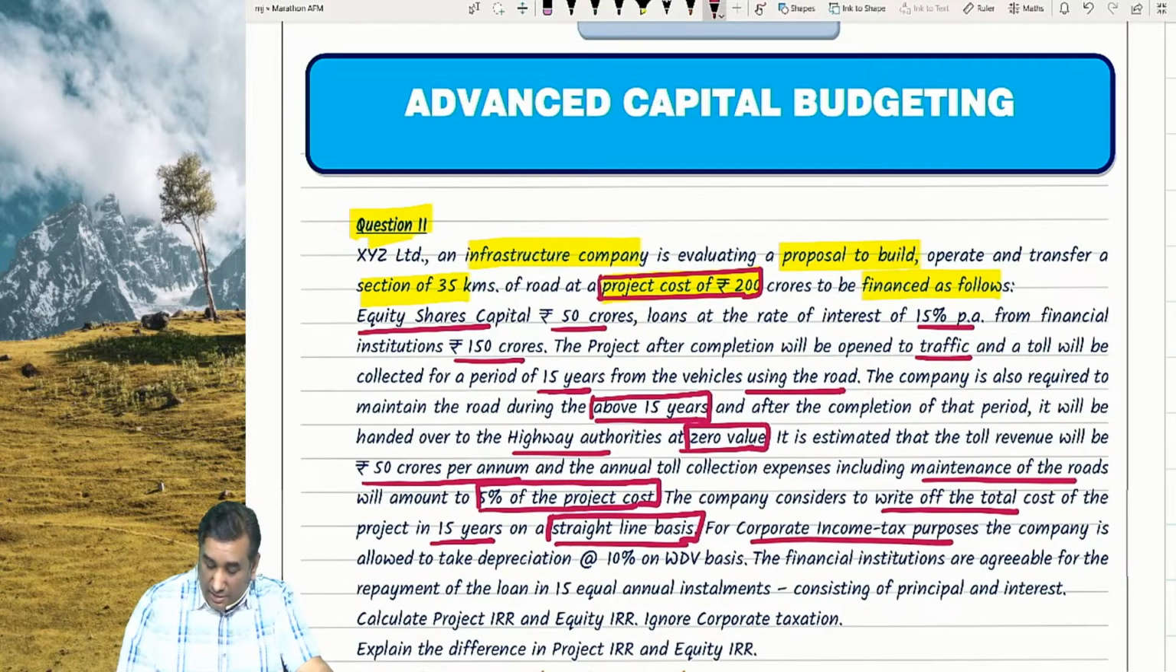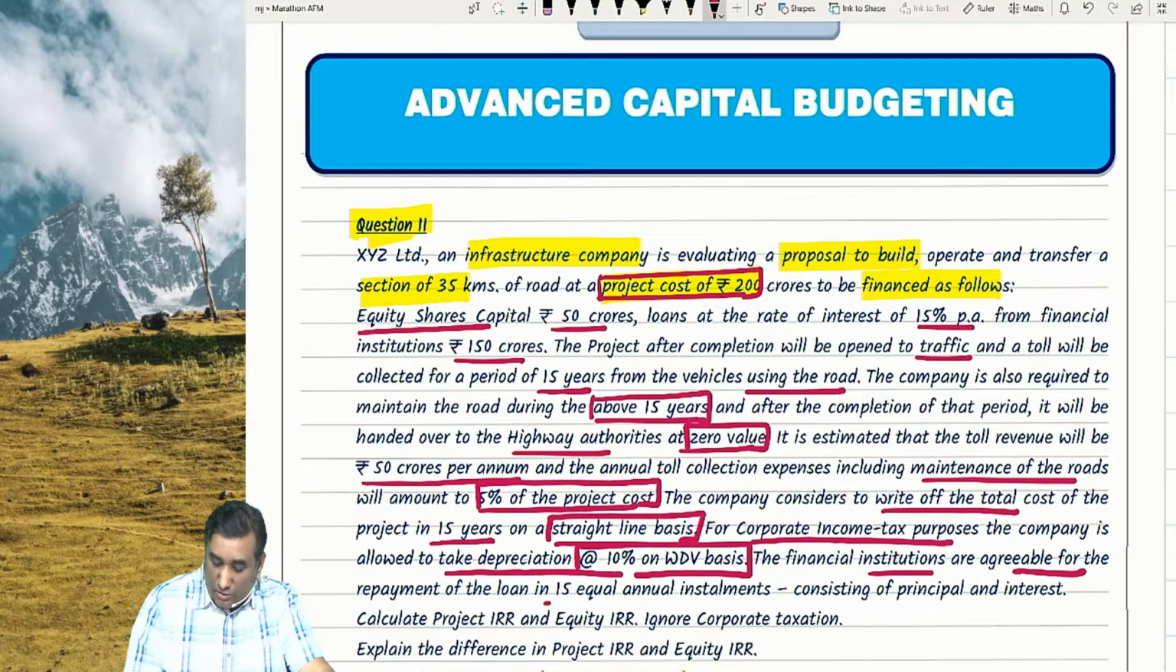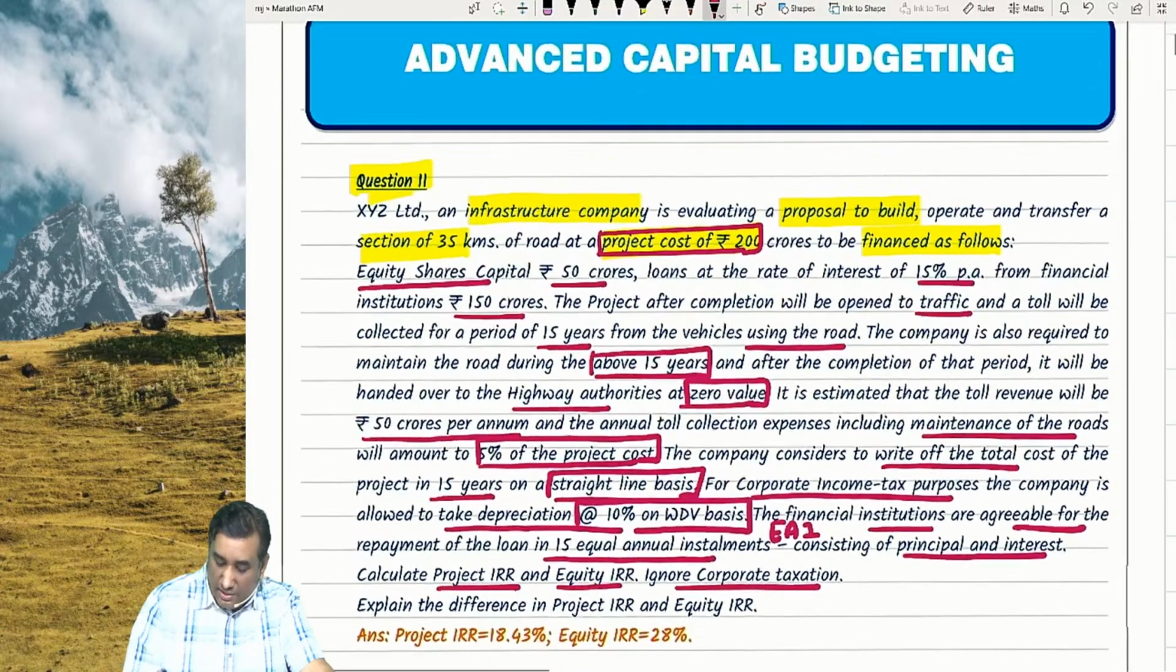For corporate income tax purposes, the company is allowed to take depreciation at 10% on WDV. The financial institutions are agreeable to repayment of the loan in 15 annual installments, equated annual installments consisting of principal and interest. Calculate project IRR and equity IRR, ignore corporate taxation.